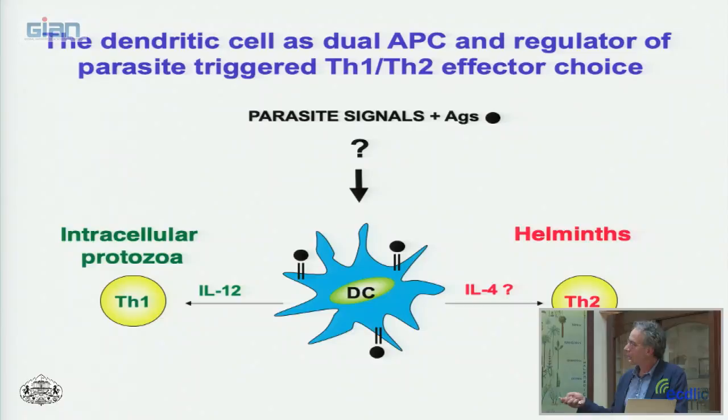So we now know that IL-12 is the key cytokine produced by these innate cells that leads to the differentiation of Th1 cells. So it is the critical instructive cytokine for Th1 differentiation. IL-4 is the key cytokine for Th2 differentiation. But it is still unclear what the source of IL-4 is. And it does not seem to be from these dendritic cells. There must be other sources of IL-4 that contribute to Th2 development.